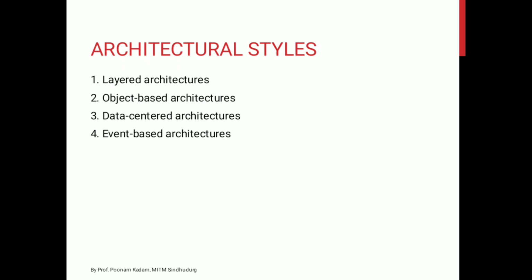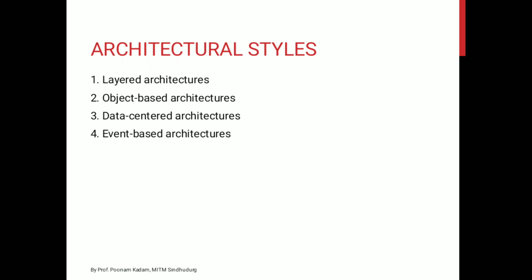Arranging and connecting the components can be done in many ways, which in turn have been classified into many architectural styles. Several styles have been identified which are useful for the development of distributed systems. Here the styles are listed: layered architecture, object based architecture, data centered architecture, and event based architecture. We will see these architectural styles one by one in detail.